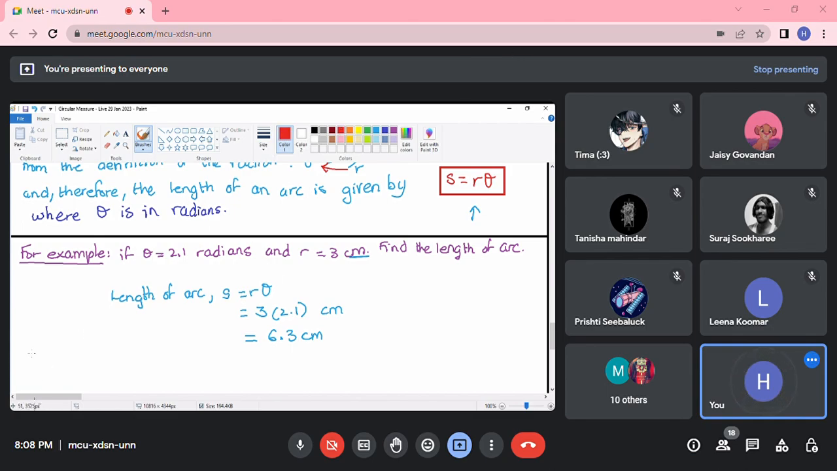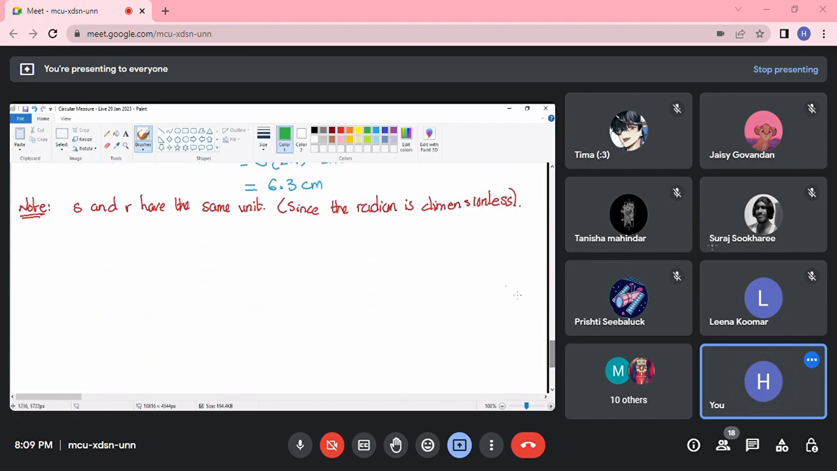So note, S and R have the same unit. Ok? Parce que je déjà connais since the radian is dimensionless. Ok? Now, this was juste comment servir formule. Là, nous avons un vrai exemple de comment une question d'examen. So, example.